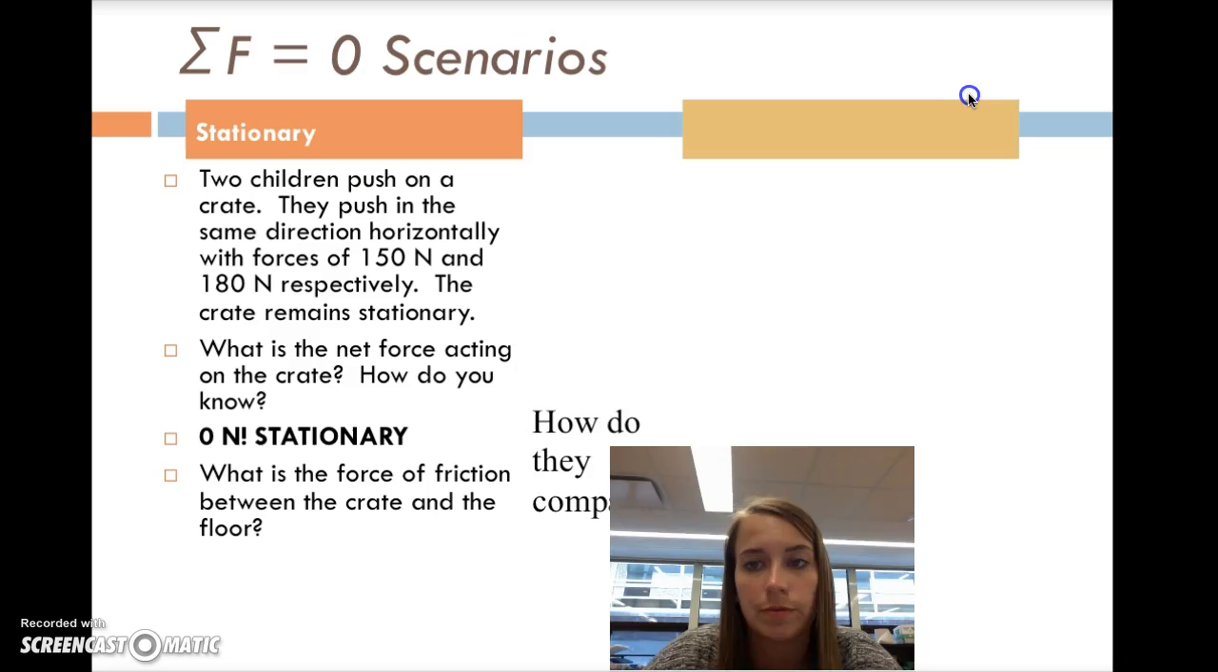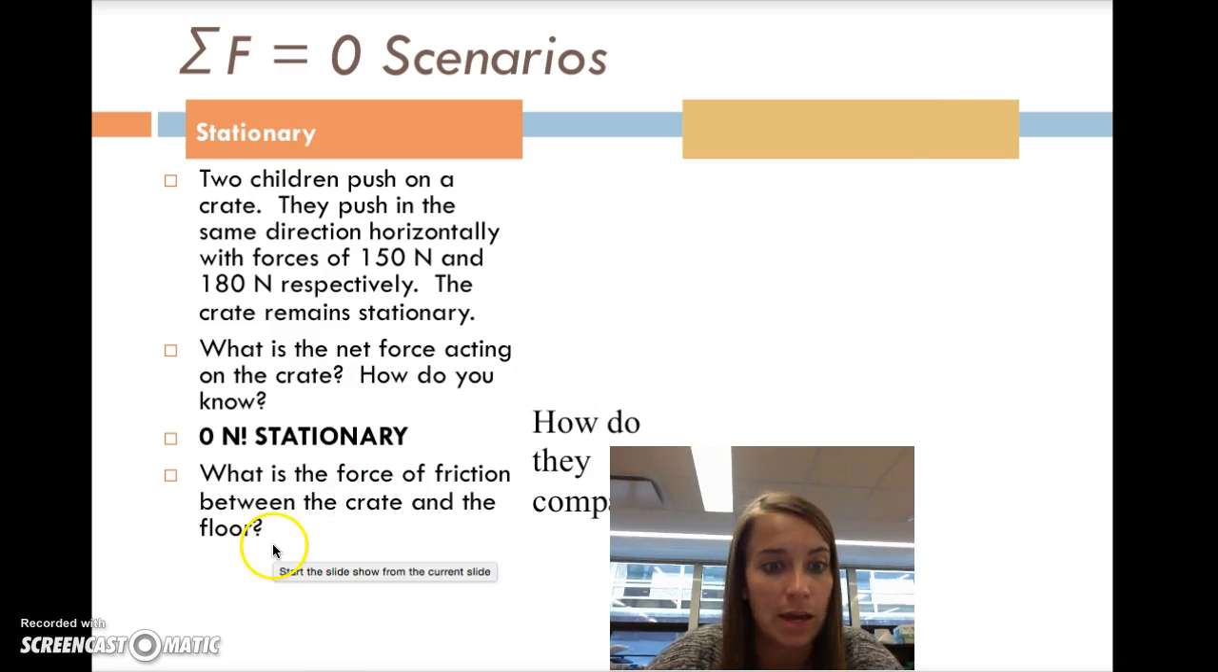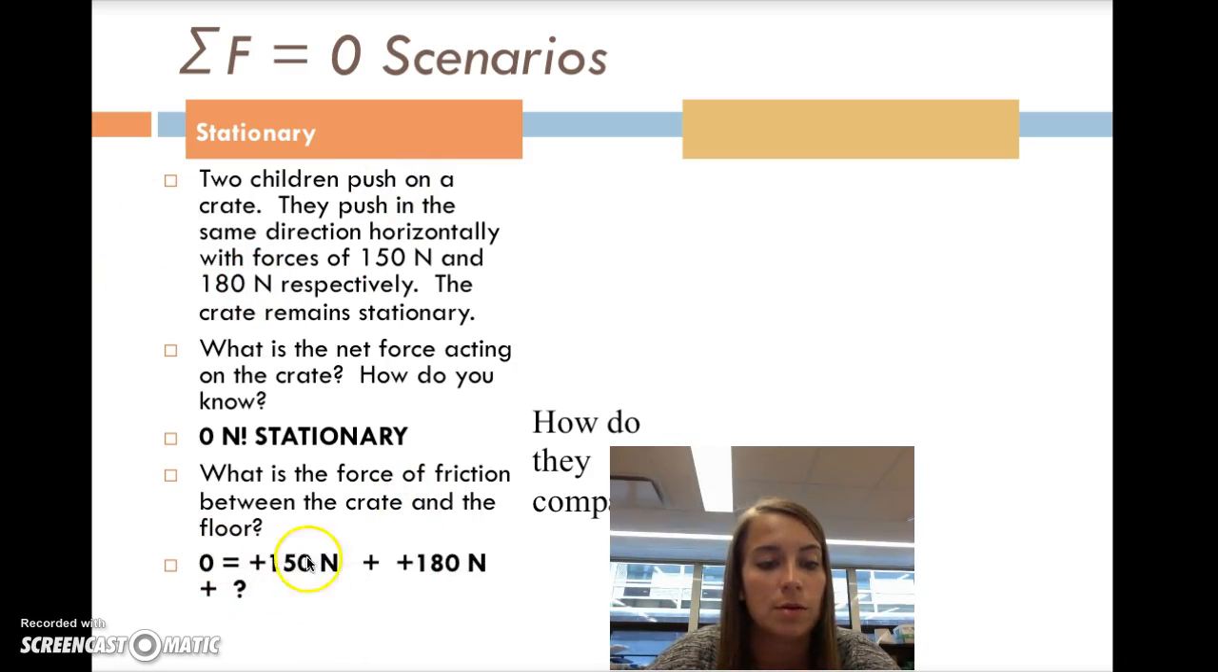So the question is, what's the magnitude of that force of friction between the crate and the floor? Well, to balance these two out, it would have to be negative the sum of these two, because our total force is going to have to be a positive 150 plus a positive 150 plus the question mark. The question mark will be negative 330.